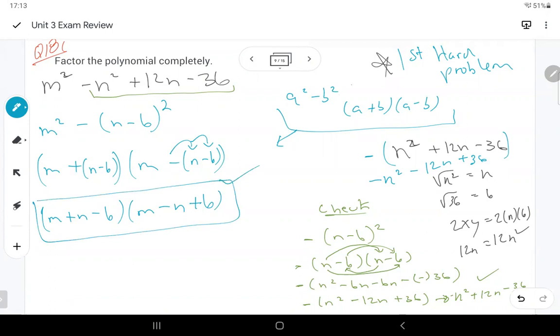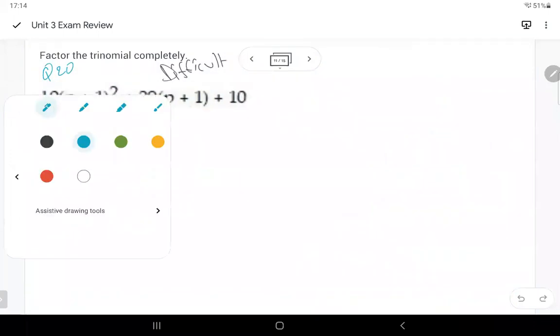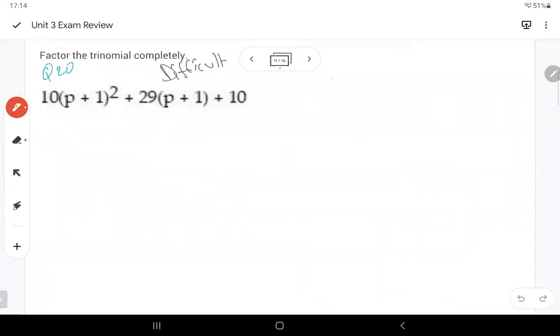Okay. Highly, highly recommend watching that part a few times. Not my favorite problem, like I said, but you do have to get tested on it. So the extra problem is this one. And remember, what we would do is we would say, let p plus 1 equal q, or literally any other letter but p. So we'll have 10q squared plus 29q plus 10.